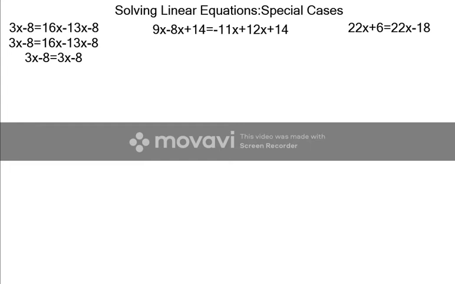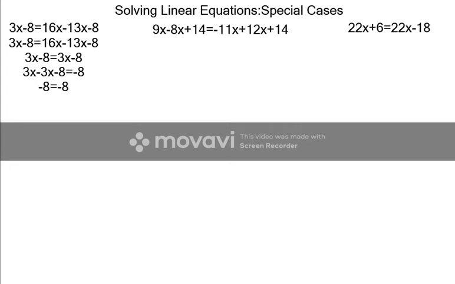So let's subtract 3x. We have 3x minus 3x, and 3x minus 8 equals negative 8. And so this yields 0 minus 8, which is the same thing as negative 8. So negative 8 equals negative 8.